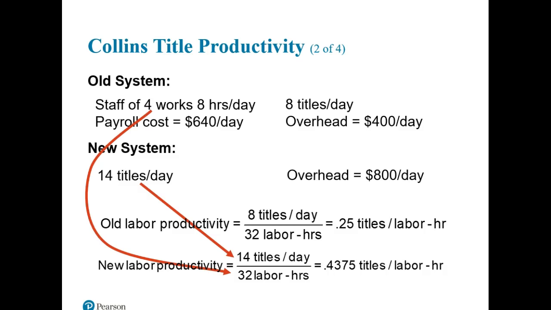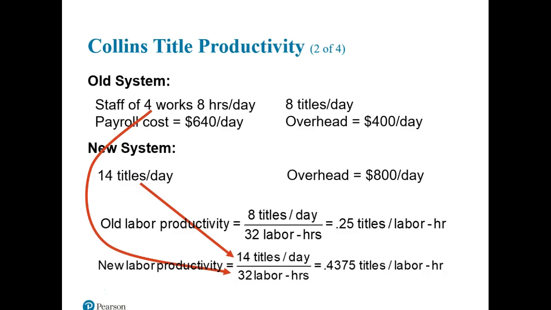Here Collins uses the basic formula to compute labor productivity and the multi-factor approach to compute multi-factor productivity. Looking at the first computation, the labor productivity with the old system is 8 titles per day divided by 32 labor hours, which computes to 0.25 titles per labor hour. Under the new system, it is computed by dividing 14 titles per day by the 32 labor hours, which equals 0.4375 titles per labor hour.